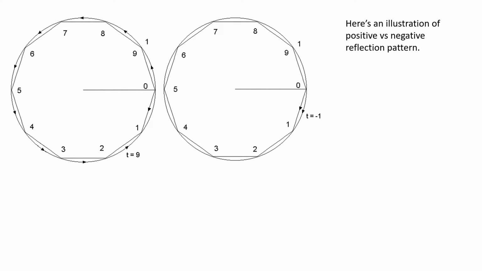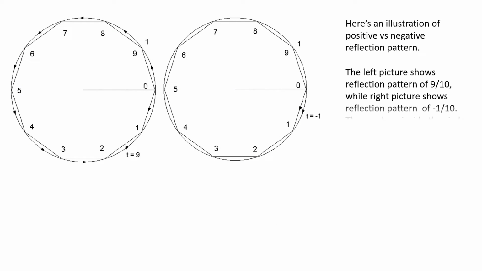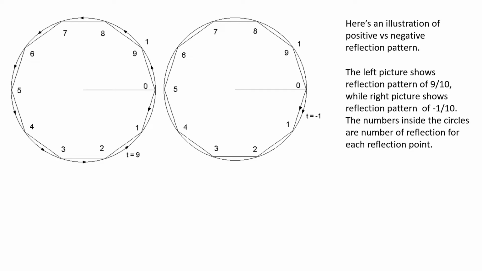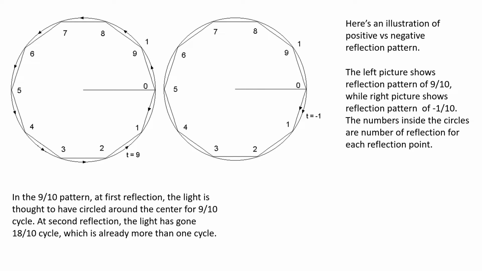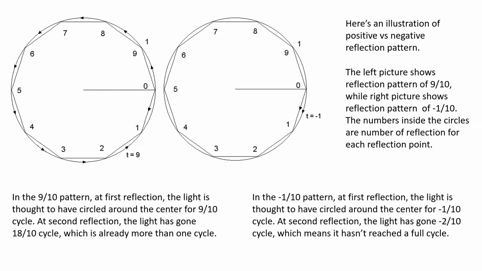Here's an illustration of positive versus negative reflection pattern. The left picture shows reflection pattern of 9 over 10, while right picture shows reflection pattern of negative 1 over 10. The numbers inside the circles are number of reflection for each reflection point. In the 9 over 10 pattern, at first reflection, the light is thought to have circled around the center for 9/10 cycle. At second reflection, the light has gone 18/10 cycle, which is already more than one cycle. In the negative 1 over 10 pattern, at first reflection, the light is thought to have circled around the center for negative 1/10 cycle. At second reflection, the light has gone negative 2/10 cycle, which means it hasn't reached a full cycle yet.